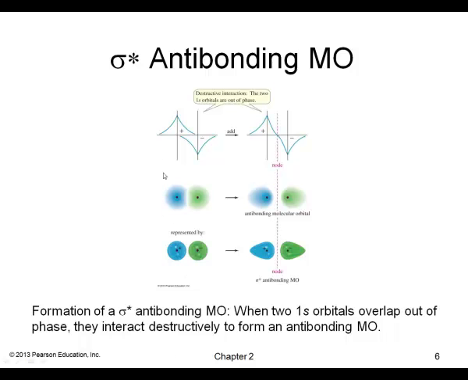Here's the anti-bonding. The anti-bonding is when we have two s orbitals out of phase, signified by the plus and the minus s orbitals. When these try to overlap, they form a node, because when they try to overlap in the middle here, you get a full cancellation of electron density, and so they interact destructively to form an anti-bonding molecular orbital. And remember what happens when you do that. These will always have an increase in energy associated with them.